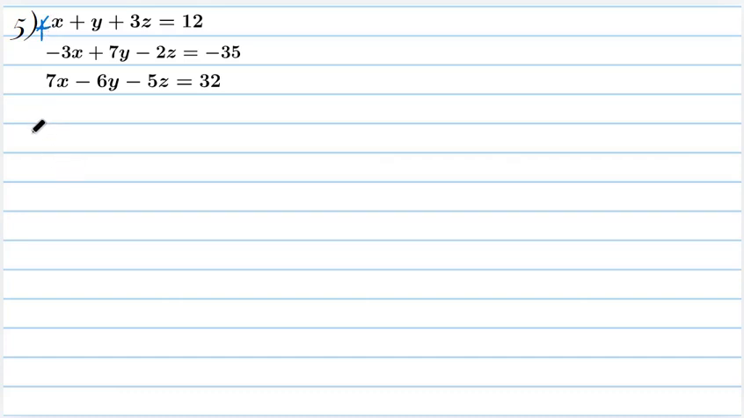So I want to write my two equations that I'm only using once down. So -3x plus 7y minus 2z equals -35. And the other equation I'm only going to use once is going to be that 7x minus 6y minus 5z equals 32.